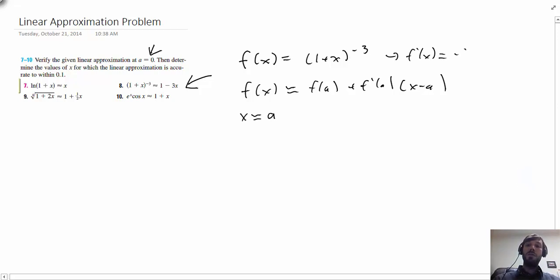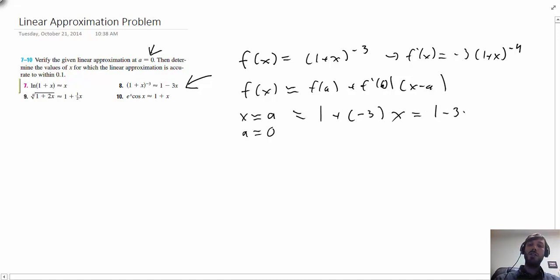So its derivative is just negative 3 times 1 plus x to the negative 4. Since we want a equals 0, plugging a equals 0 into f, we get 1. Plugging a equals 0 into f prime, we get negative 3. And since a is 0, this just becomes x. That indeed leads us to the approximation 1 minus 3x, which is what they're asking us to verify. So the first part is just to check that you get the right thing here.